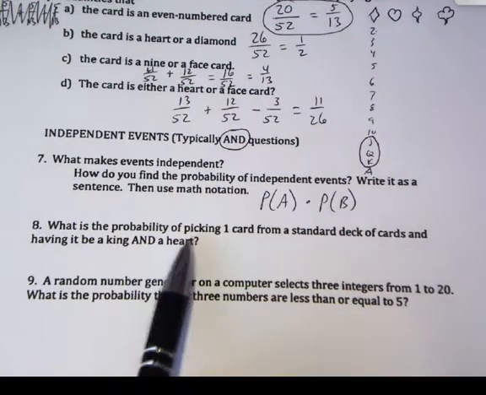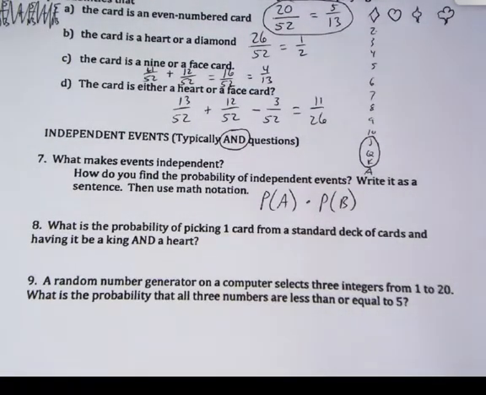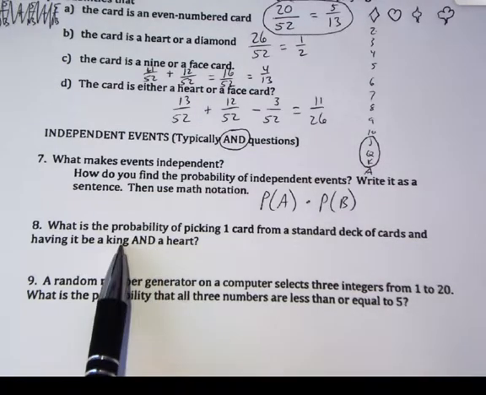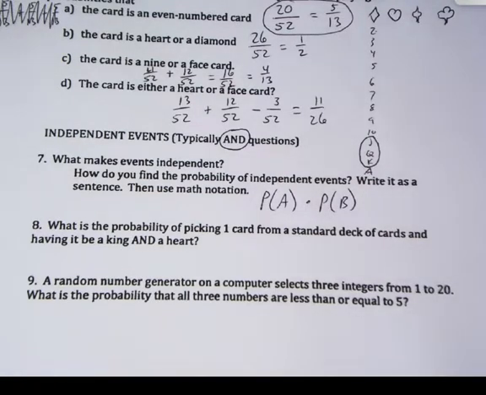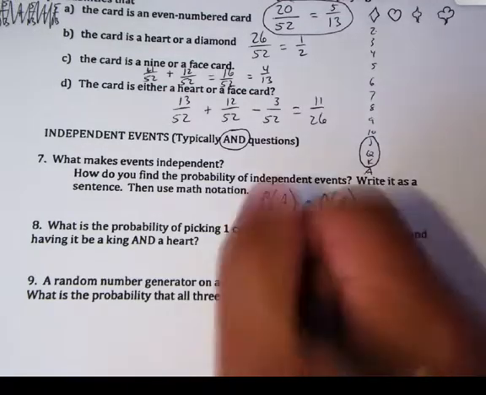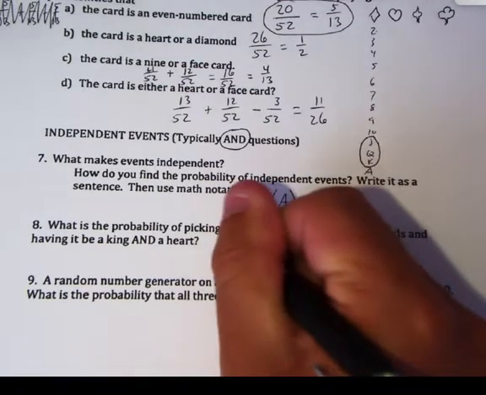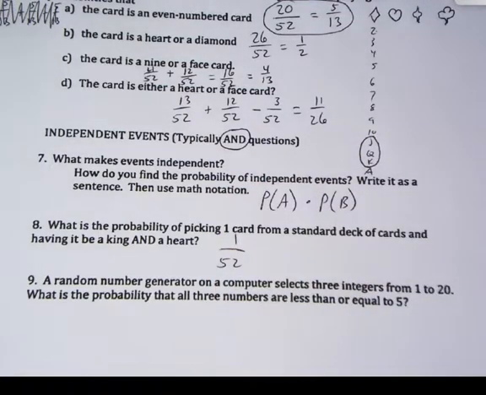What is the probability of picking one card from a standard deck of cards and having it be a king and a heart? You're trying to get a king and also a heart. This is kind of an interesting question because the easiest way to think about it is there's only one card that's a king and a heart. It's the king of hearts. So out of all 52 cards, there's only one card that's going to meet those conditions.